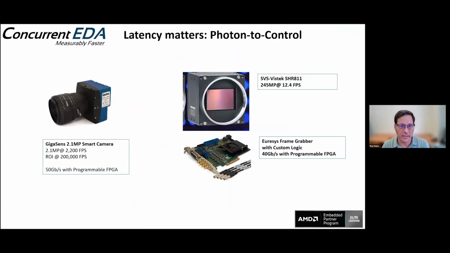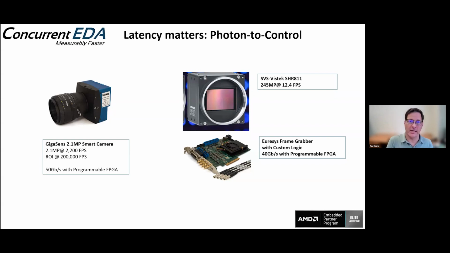So I want to look at two different cameras. One camera is a high-speed camera. That's our GigaSense 2 megapixel camera. It's a smart camera. It has an FPGA inside the camera. It can do 2200 frames per second, full resolution, or if you want to get a small region of interest, it's over 200,000 frames per second. And the nice thing about this camera is it has an FPGA inside of it where we can do some processing at full frame rate.